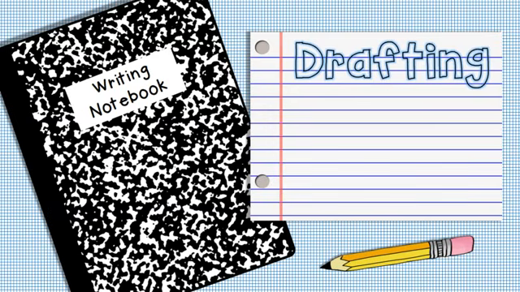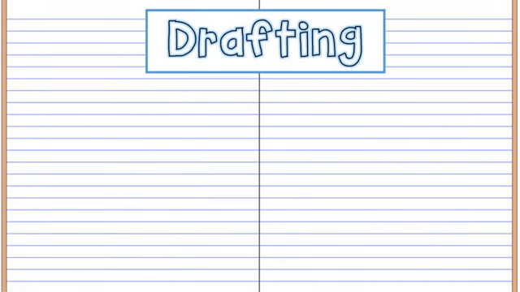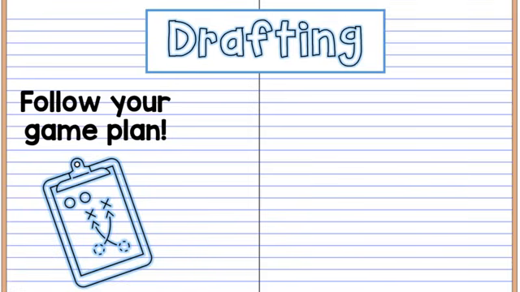Today, I want to talk to you about the second step in the writing process, drafting. Drafting is when a writer transforms his or her thoughts, words, and phrases into sentences and paragraphs. During the first step in the writing process, pre-writing, you came up with a game plan for your writing. Now is the time to set your plan to action.